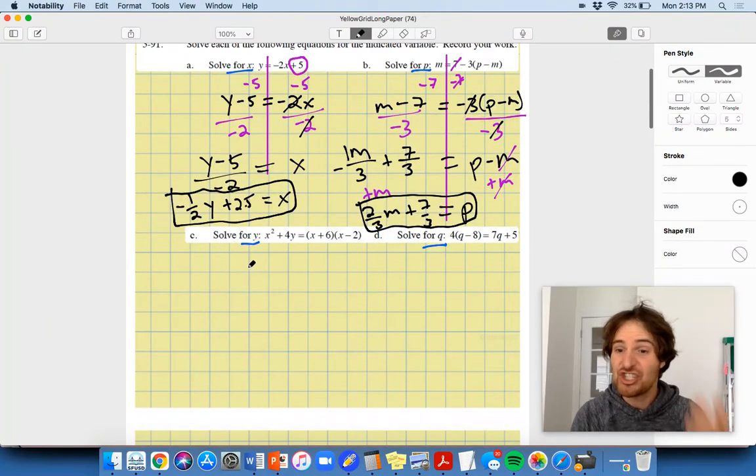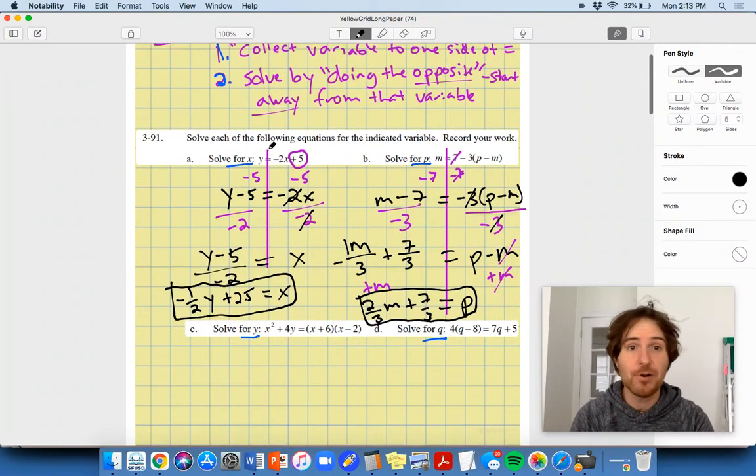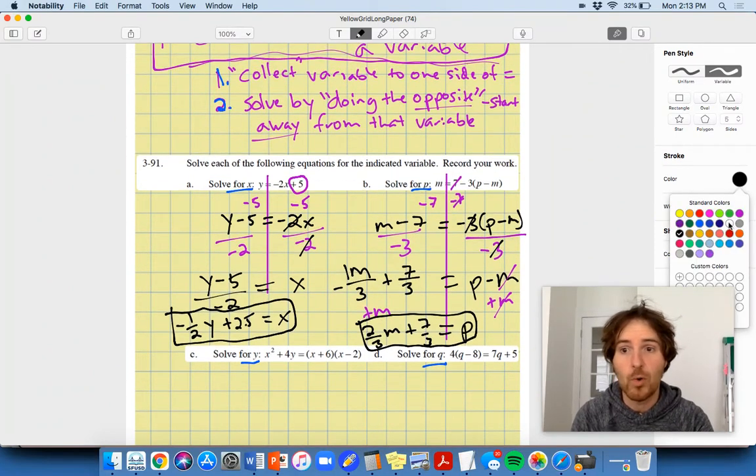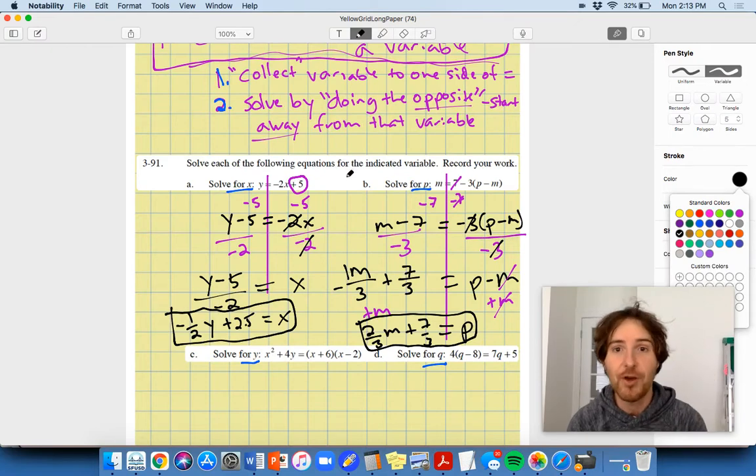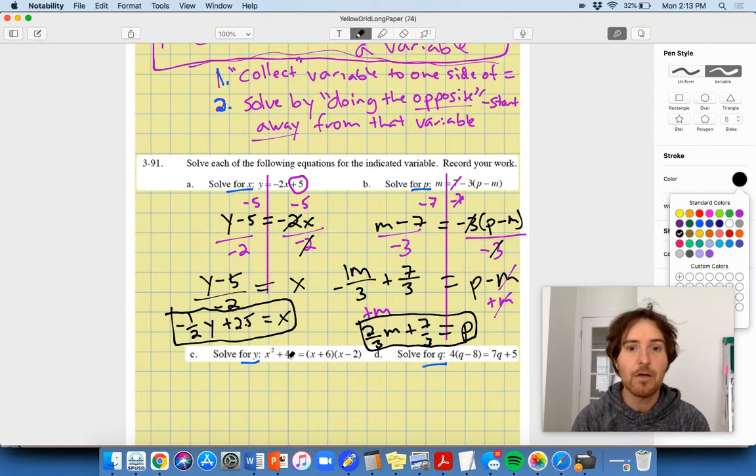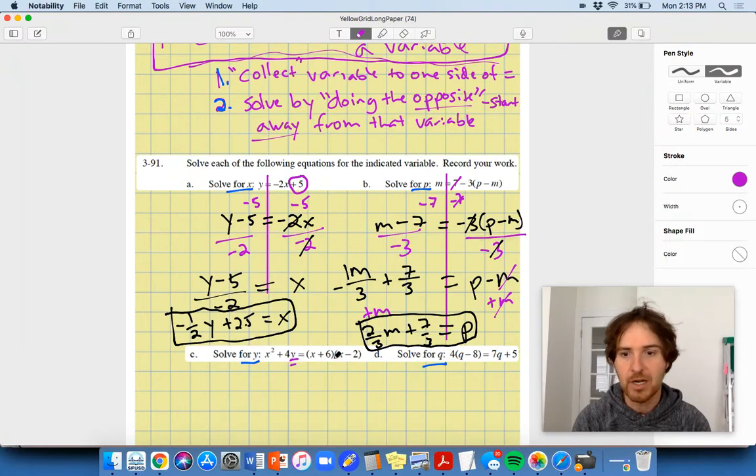Part C, solve for y. Let's go back to our principles here. I'll do the rest of them kind of more quickly here. The first few examples go slowly because it's the first time I talk about the steps to think of. Then I go a little faster so you guys get practicing. Step 1, collect variable to one side of equals. I got to solve for y. Good. I don't have to worry about that on this one because I got y over here. I don't have y on the other side. I've collected the variable I'm looking to solve for to one side of equals. It's already collected. Now I got to solve by doing the opposite.